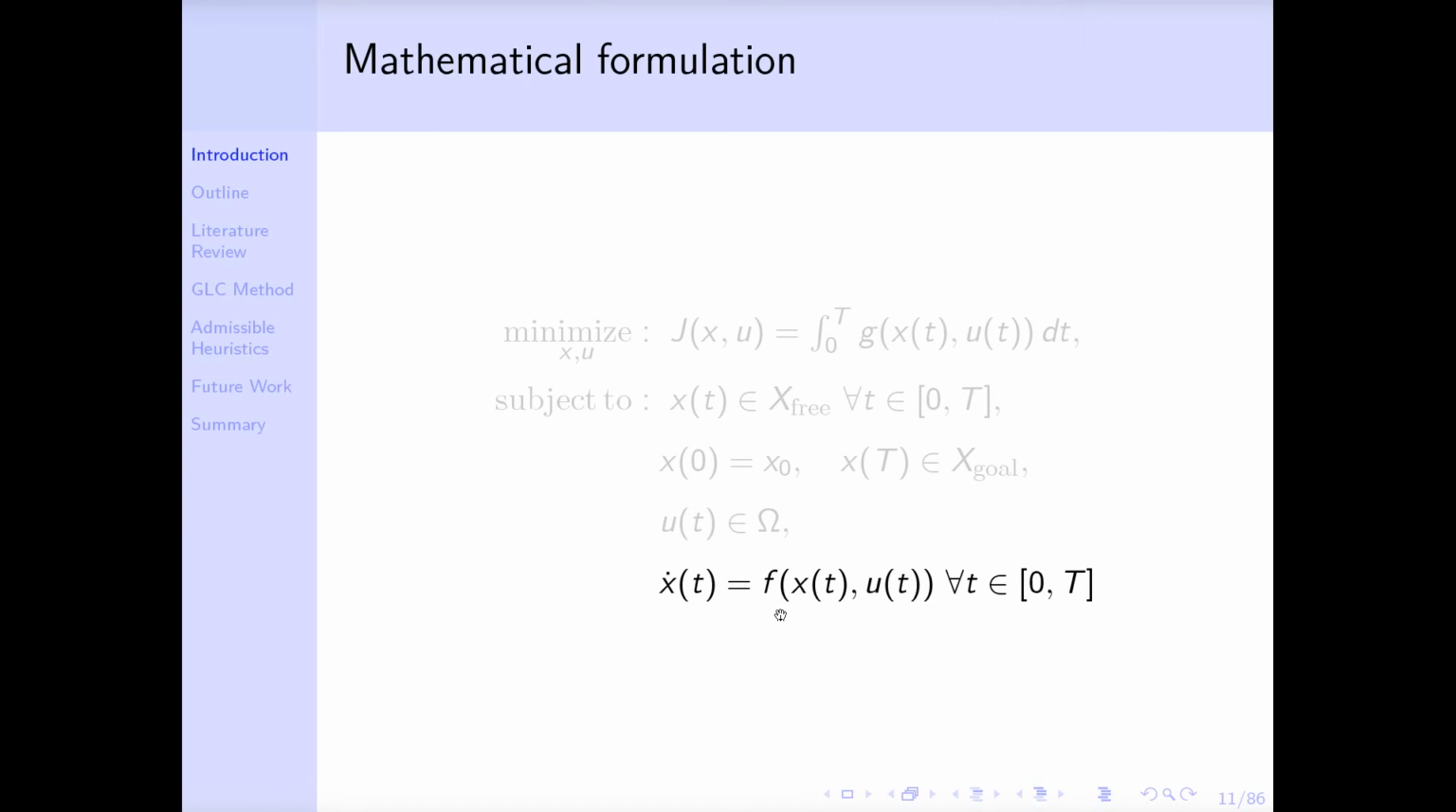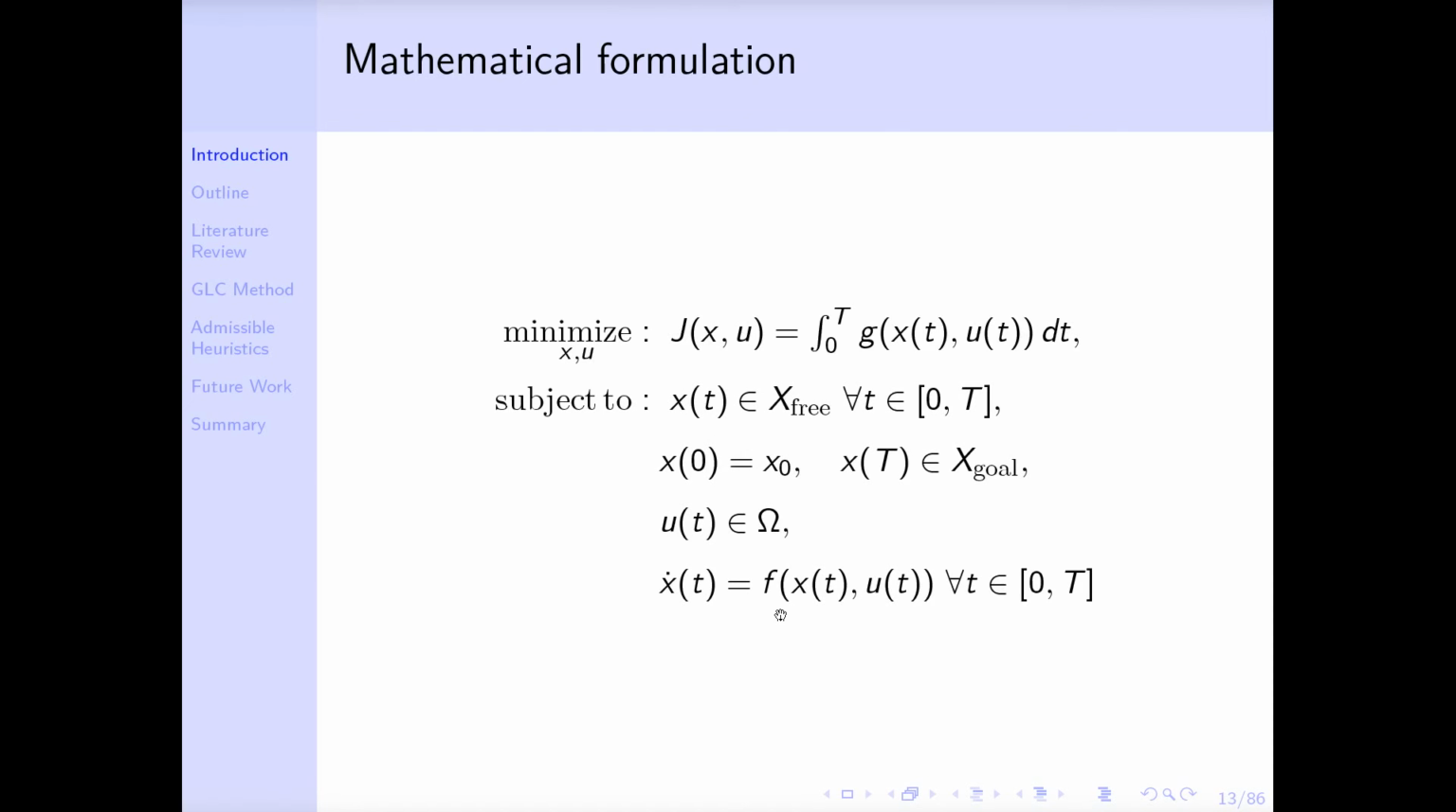And then the dynamics of the system are encoded by a first order differential equation that also gives us the relation between the input signal u and the resulting trajectory x. And finally, the cost function we will assume takes the form of an integral of a general running cost g. So that's the problem formulation as a nonlinear optimization.